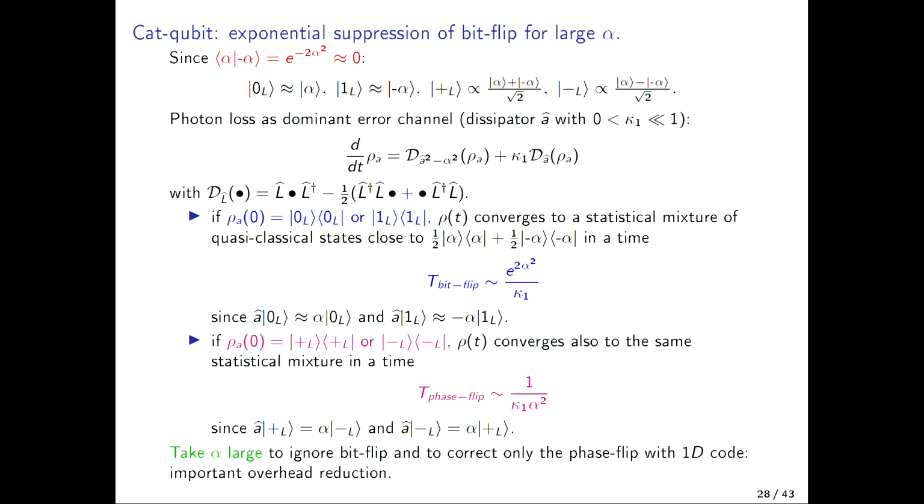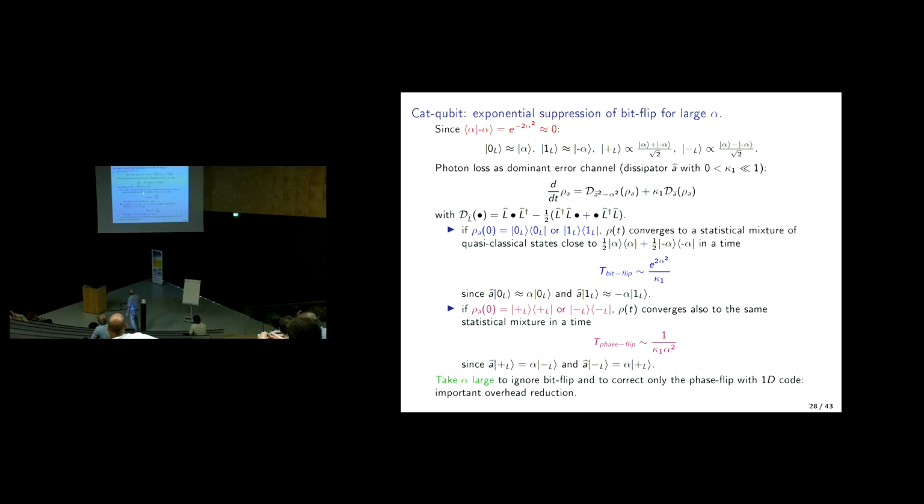Okay. Right. And then you can do the error analysis, and you see when you take alpha as a parameter in your system, when you increase alpha, which is the size of the cat, you see that the bit flip time increases exponentially, whereas the phase flip time decreases, in fact, in a polynomial way. So you gain.